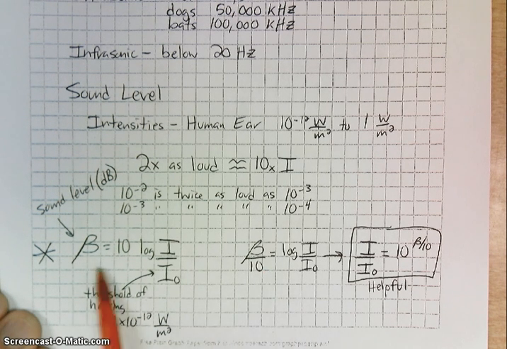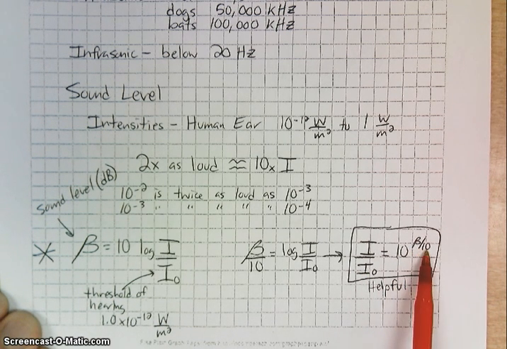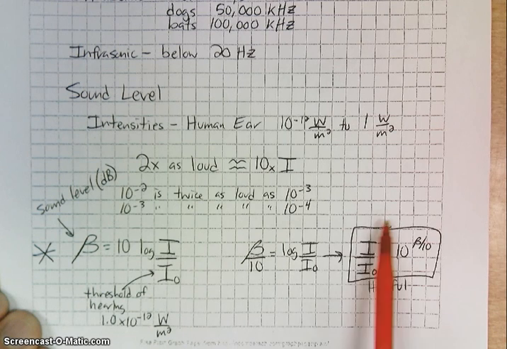If we rearrange this equation to try to get log out of there, you end up with the intensity over the threshold of hearing is equal to 10 raised to the sound level divided by 10. This particular equation right here can be helpful when you complete your homework. Okay?